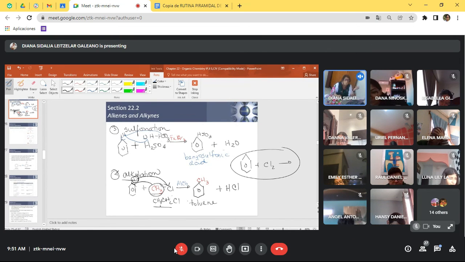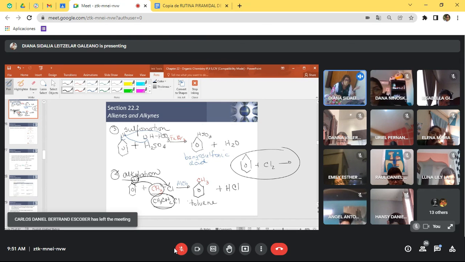So, whatever number of carbons you want with ACl. This is the one that will attach to the chain.